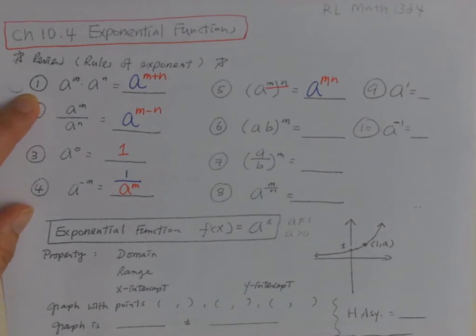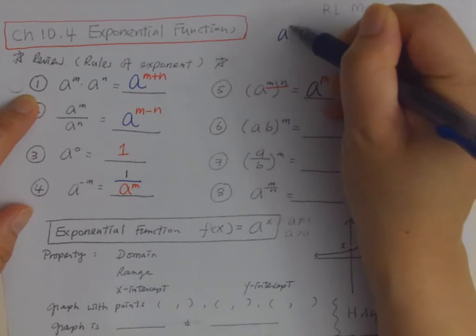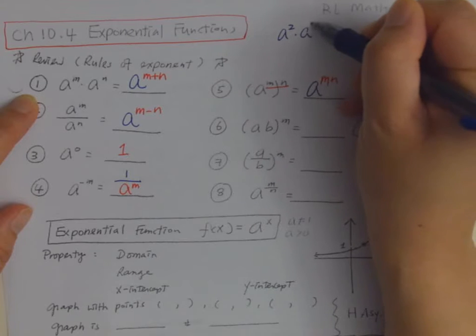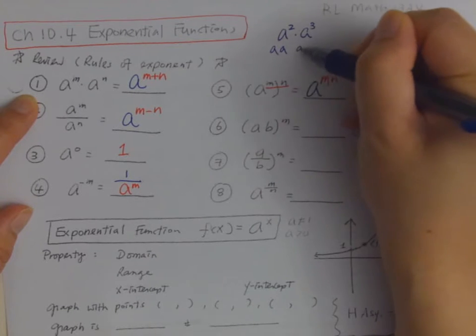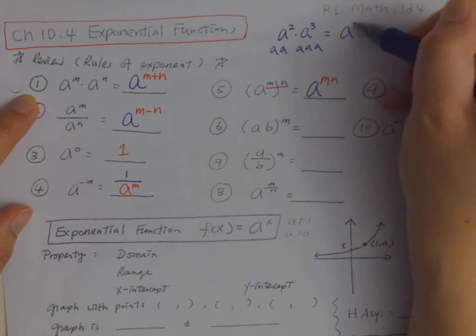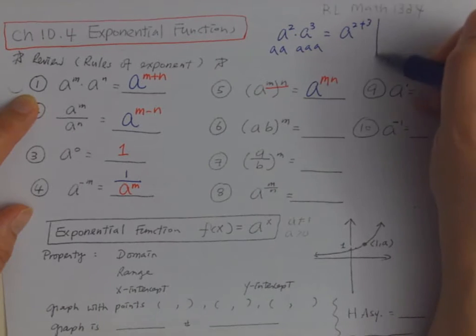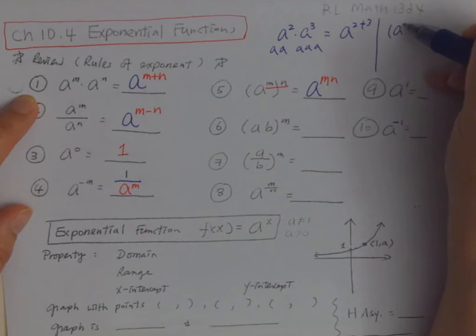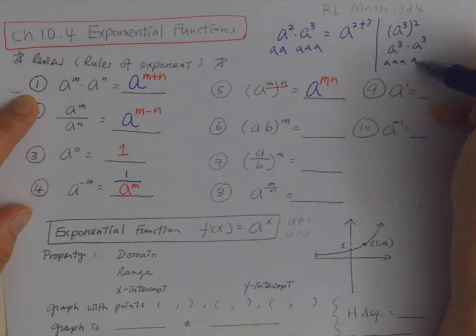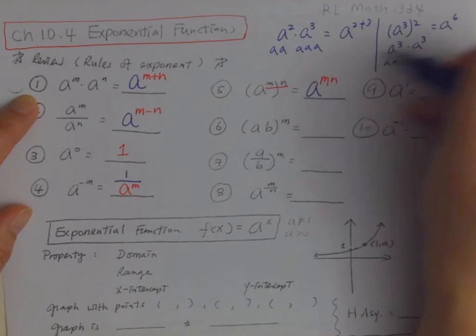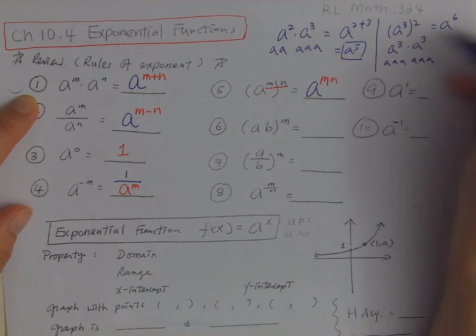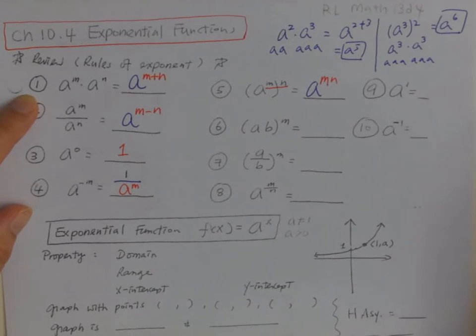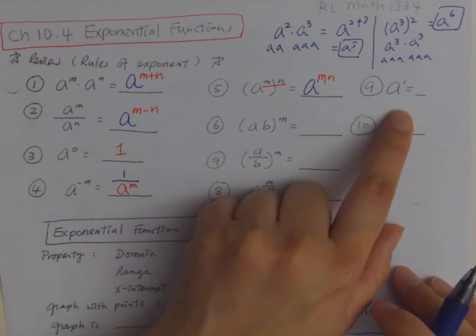If you get confused, you can think of it like this: if it's a to the second power times a to the third, it means you have 2 here and 3 more, right? That's why you add those exponents. But if you have, say, a to the third power squared, it means you have 2 of this, right? And then you have 3 and 3 more, that's why it's 3 times 2 equals a to the 6th power. This is a to the 5th. So if you get confused, just write down something with simple numbers to remind yourself.